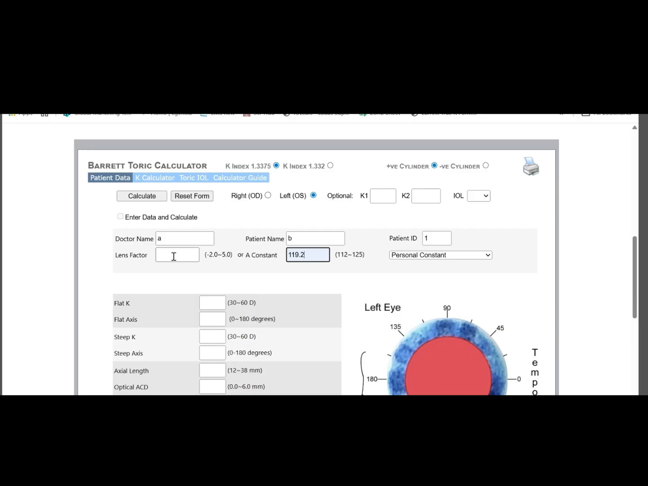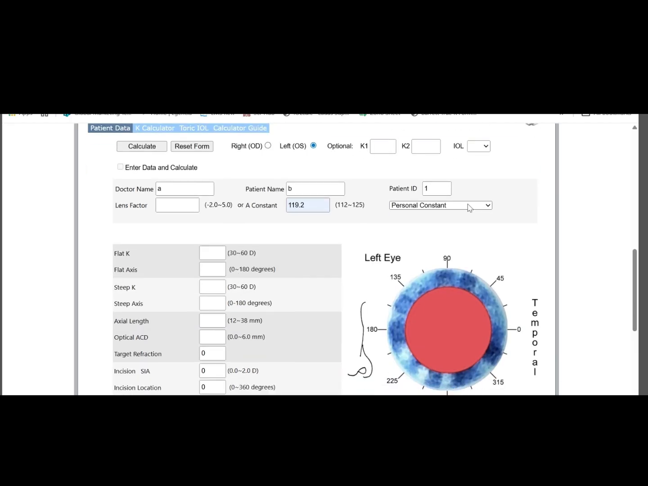For those of you who are wondering what the lens factor is, it is basically a constant that is used by the Barrett Toric calculator to understand the effective lens position of the IOL. That is how far the toric IOL is going to sit from the cornea in the eye. So if you're putting 119.2, it is going to automatically calculate the lens factor. The lens factor is the difference from the iris plane to the IOL. So that's basically the lens factor, and it is automatically going to calculate it.